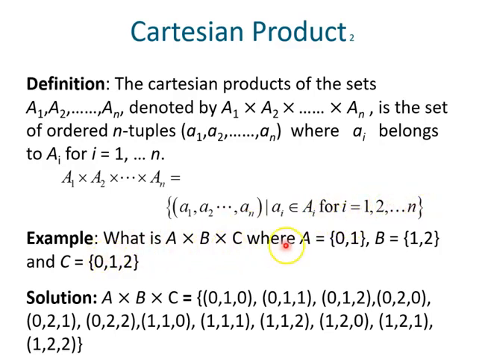For example, if A is 0, 1, B is 1, 2, and C is 0, 1, 2, then A times B times C consists of all these triples. How many triples we have? You can count. We have 2 times 2 times 3, 12 triples. You can count that the number of triples is exactly 12.